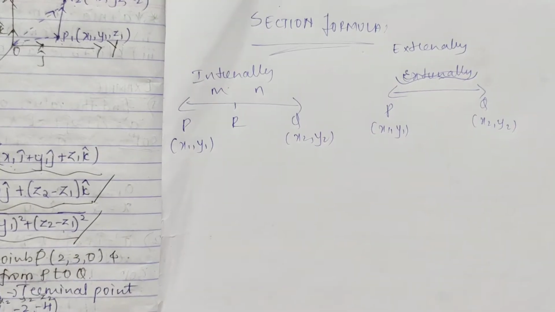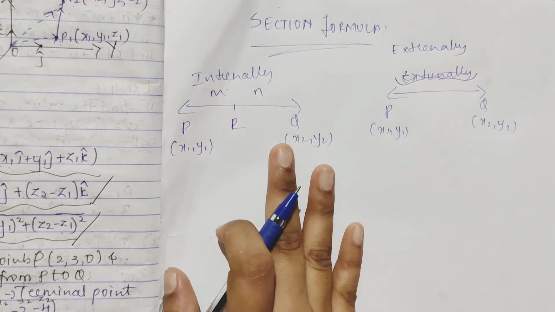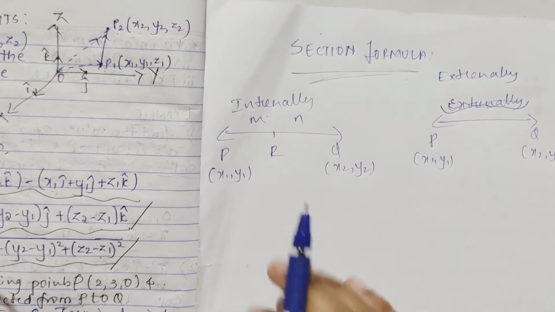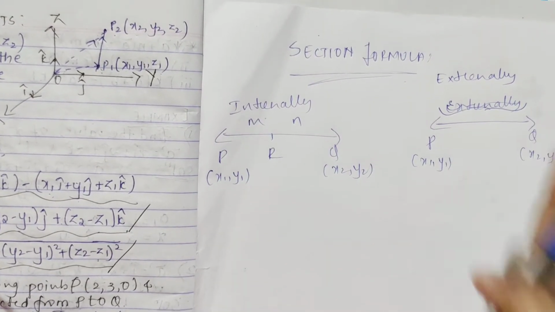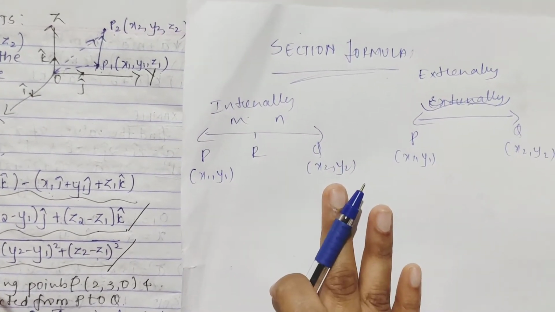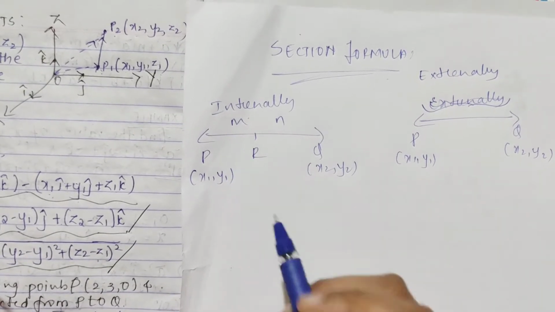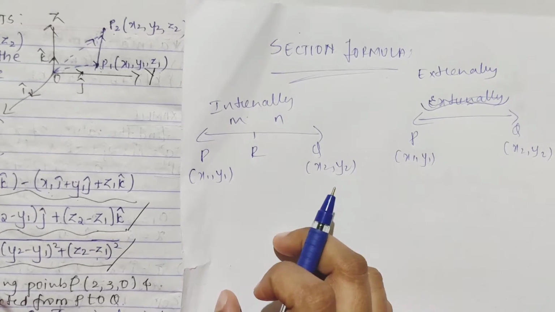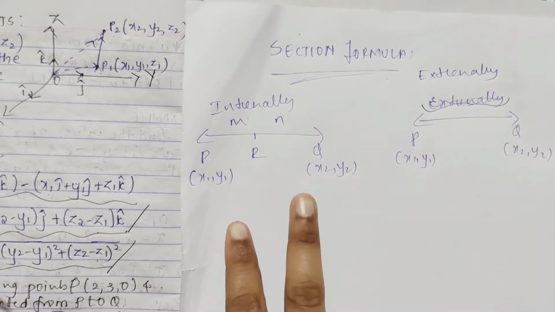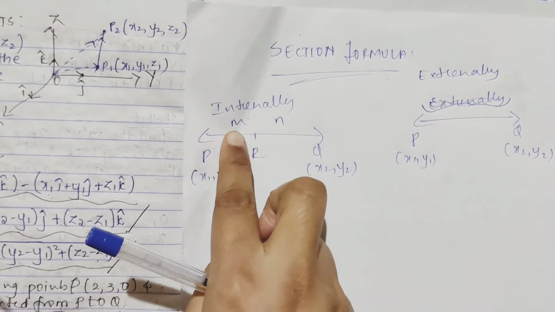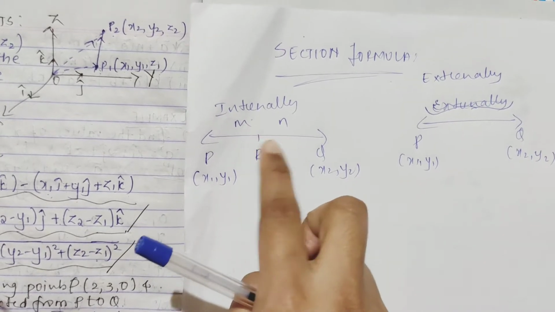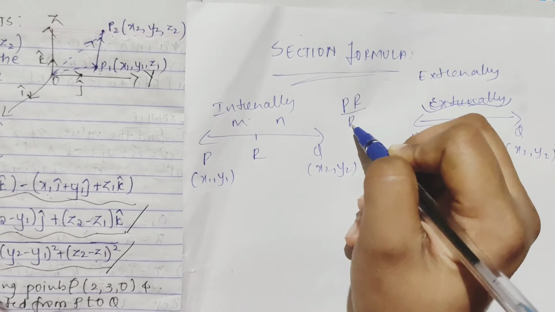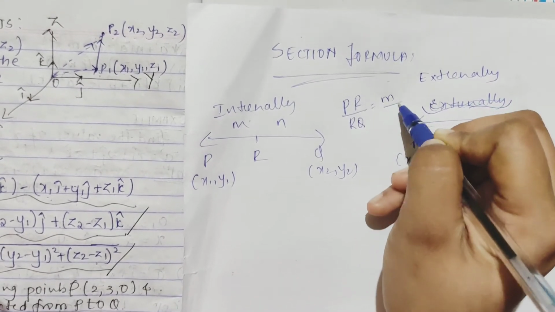Before heading in, you have studied in your SLC part the internal and external forms, how internal and external will be. Internally, in vector form, this is m is to n, right? This is the ratio, like PR by RQ, which is equal to m by n.